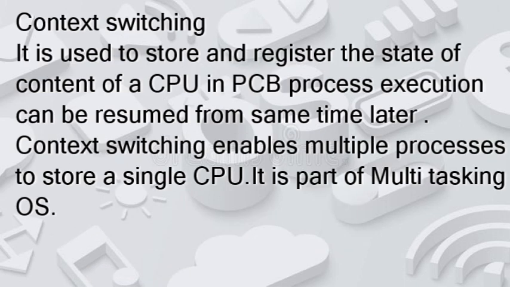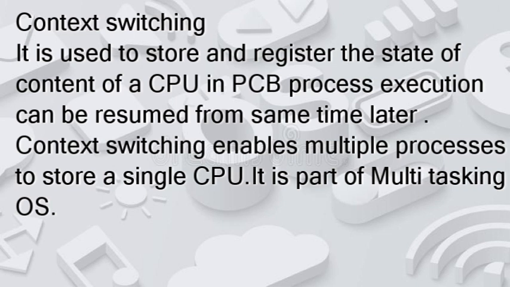What is really important in this part is context switching. Now what do you mean by context switching? Storing and restoring the state of the CPU in the process control block so that execution can be resumed from the same point later. That is called context switching. Context switching enables multiple processes to share a single CPU. It is also a part of a multitasking operating system.